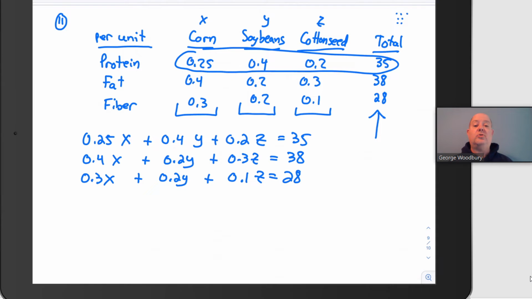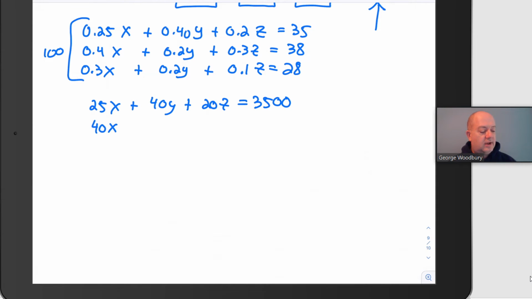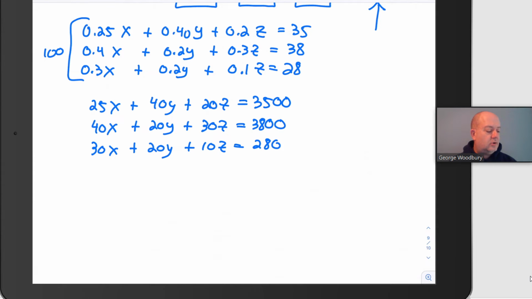Not really happy about working with the decimals, so since we have one decimal that goes to two places, I can multiply everything by 100 to clear all three equations of decimal values. I would rather work with whole numbers. That's going to give me 25x plus 40y. Remember, that 0.4 is really like 0.40. Multiplying by 100 moves the decimal point two places to the right. Plus 20z equals 3,500. Second equation becomes 40x plus 20y plus 30z equals 3,800. Finally, 30x plus 20y plus 10z equals 2,800.